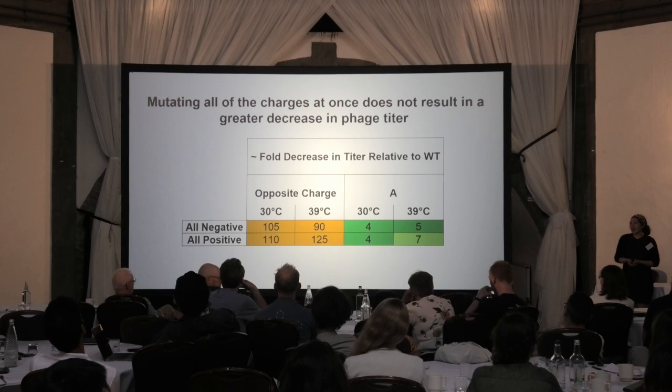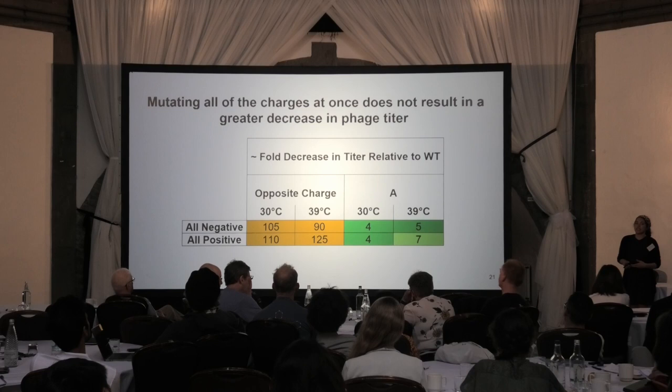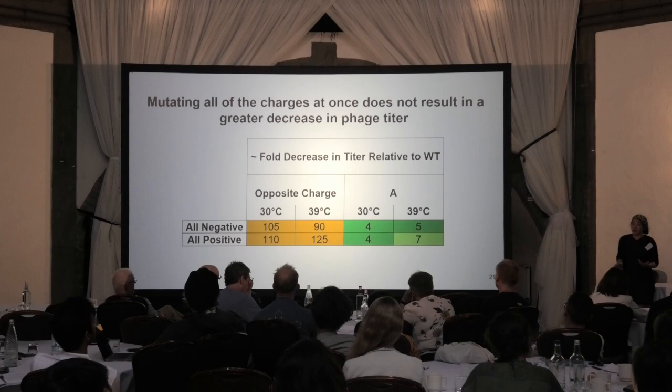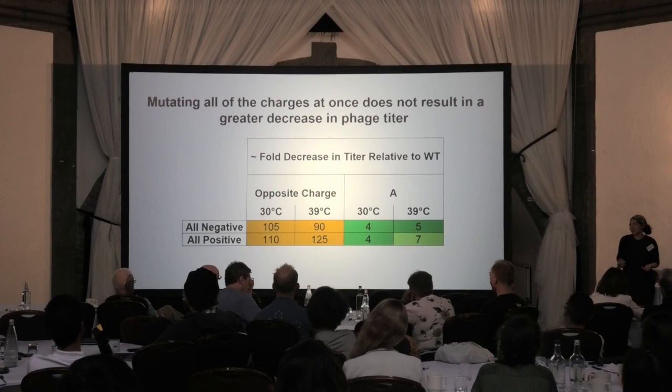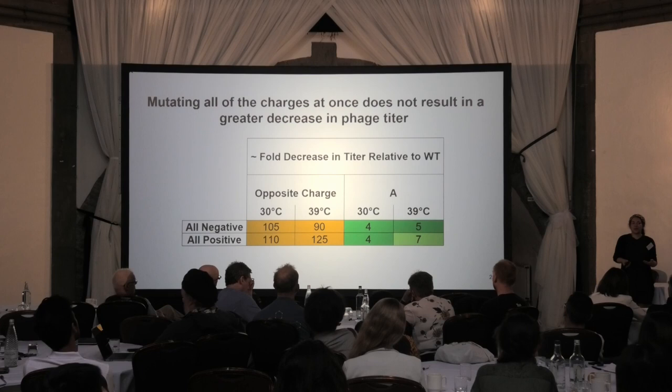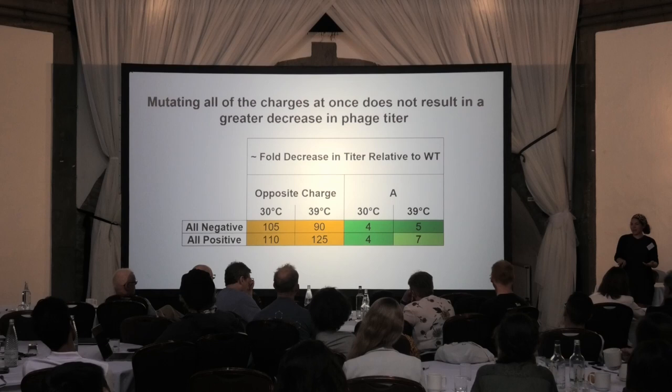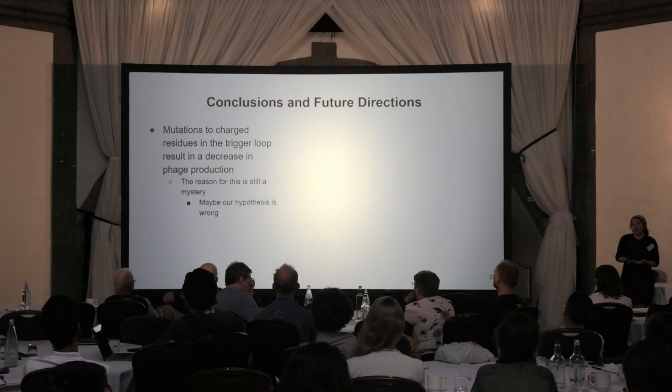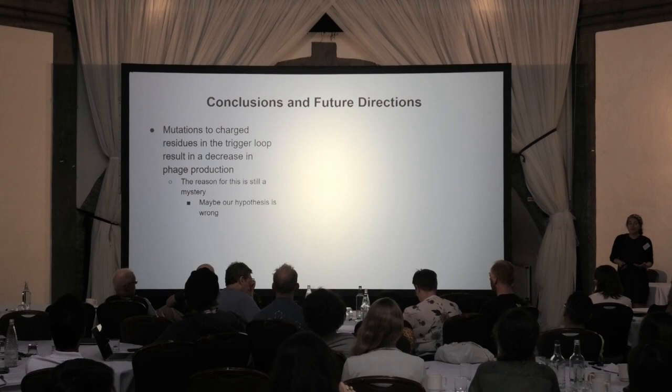What I found was that mutating all of the charges all at once did not result in a greater decrease in phage titer. Mutating everything to alanine didn't do anything, and mutating all of the negatives and positives to the opposite charge resulted in fold decreases that were very comparable to the single site substitutions. So this is a really crazy result, not exactly what I expected. But overall, I've shown that mutations to some of the charged residues in the loop result in a decrease in phage production. The reason for this is still a mystery.